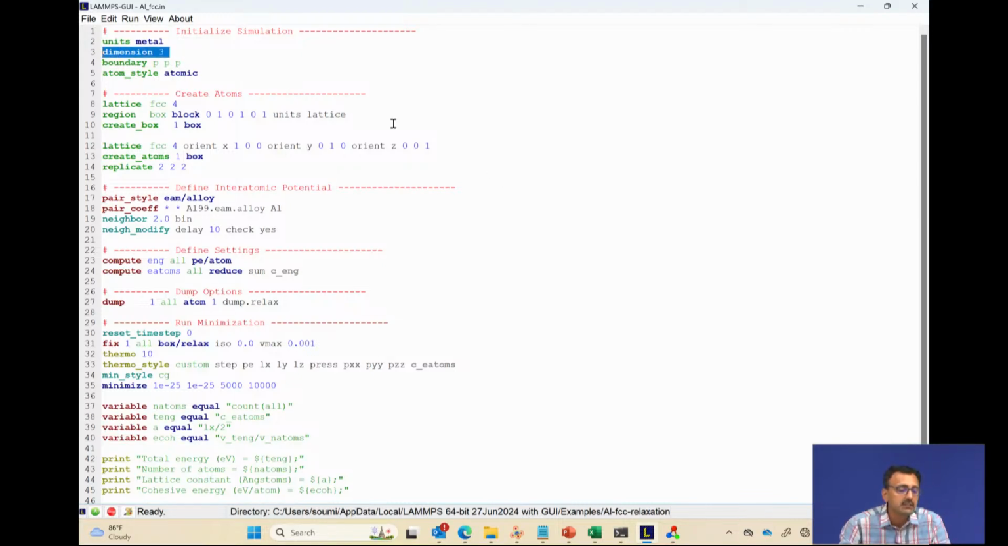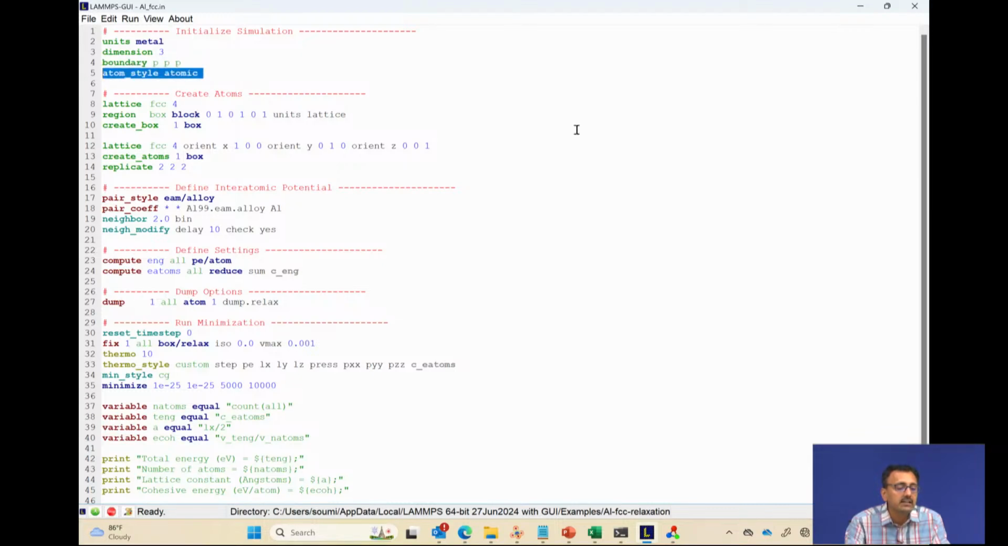Then it sets up the system in terms of the dimensionality. In this case, we are trying to develop a simple aluminum crystal and minimize it to get the right lattice parameter and cohesive energy. So you set a dimensionality of 3 and the boundary condition. In this case, it's a bulk crystal that we are trying to model, so it's PPP, meaning periodic in all x, y, z directions.